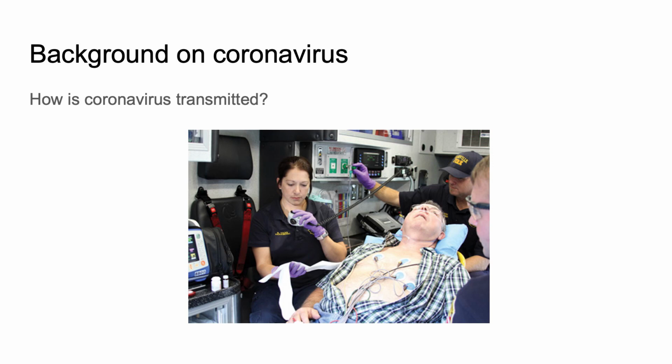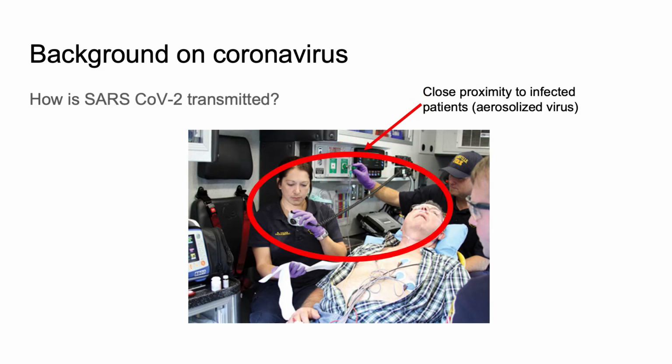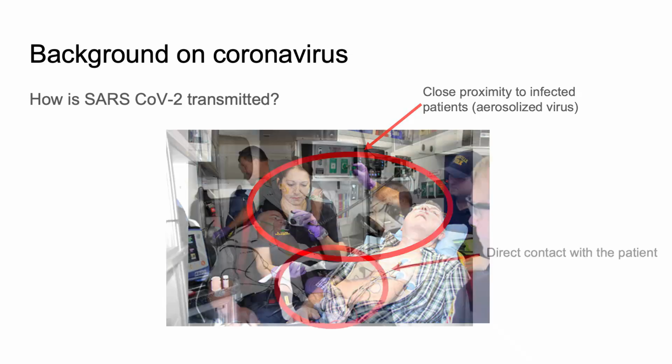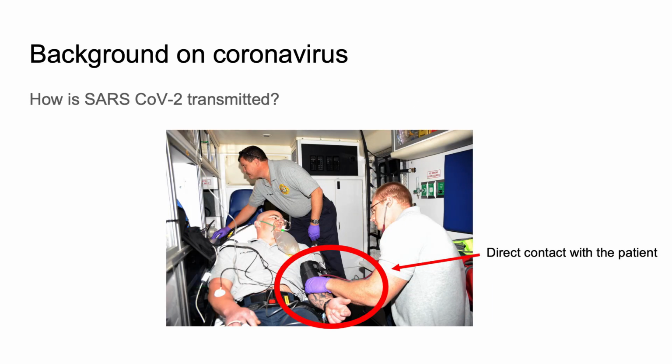Let's first discuss how infectious agents can be transmitted, looking at a highly infectious respiratory virus, like the coronavirus responsible for COVID-19. This virus can be transmitted via multiple pathways: through contact with contaminated surfaces, through inhalation of aerosolized virus due to close proximity to infected patients, and through direct contact with infected patients.